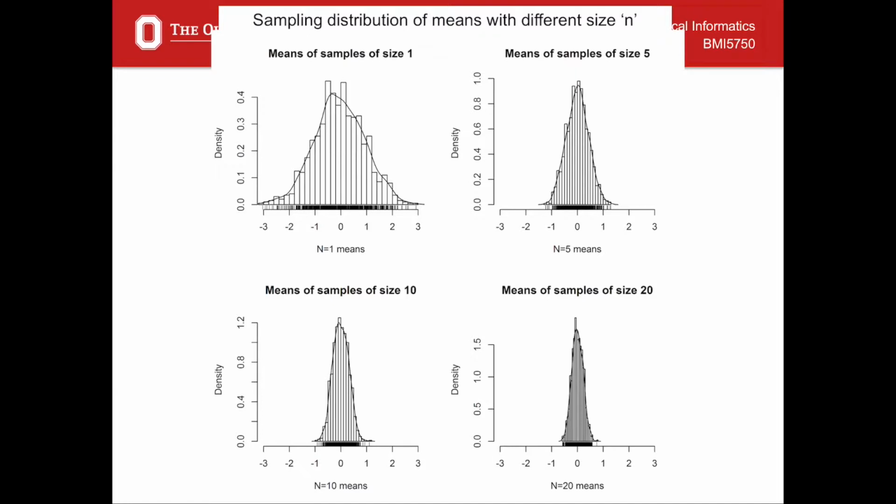Here we show a plot of the sampling distribution of the means with different size n. Now we increase the sample size from 1 to 20, and we generate samples many more times than 1,000. Then we can see that the larger the sample size is, the narrower the distribution is. The mean is still equal to the population mean. However, the standard deviation equals this. So the larger the sample size, the smaller the standard deviation is.